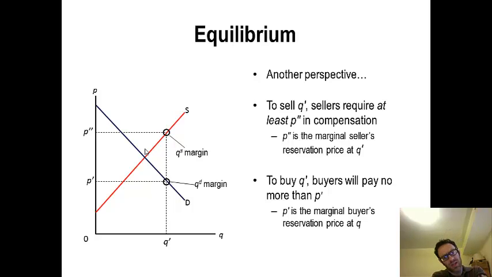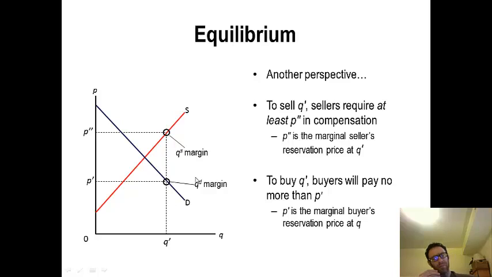Another way of looking at it: consider a case where the market is producing too much relative to the equilibrium quantity Q star. We can imagine a world where Q prime units are being produced, which is to the right of Q star. Notice that at Q prime, the opportunity cost of producing that unit, the height of the supply curve, is P double prime, whereas buyers are only willing to pay at most P prime, as measured by the height of the demand curve.